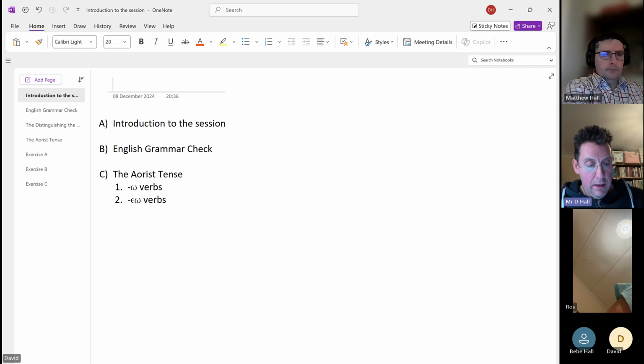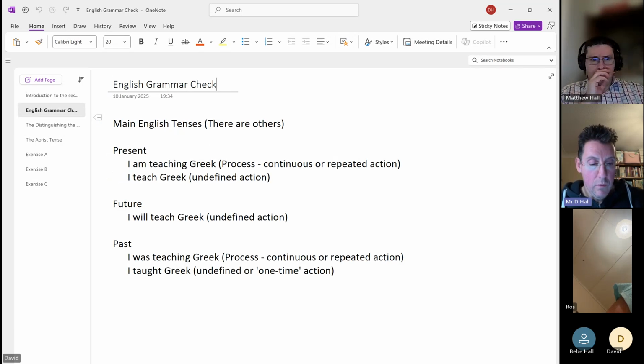So that's the plan. We'll start by looking first at the English grammar, just to remind ourselves what we have. The main tenses that we refer to are the present, the future and the past. There are others that we use as well, and some other more complex things around the tenses. But essentially, if we think of the present, so I am teaching Greek or I teach Greek, we talked about this idea of there being a process in some verbs and the way we use them, or some undefined kind of action.